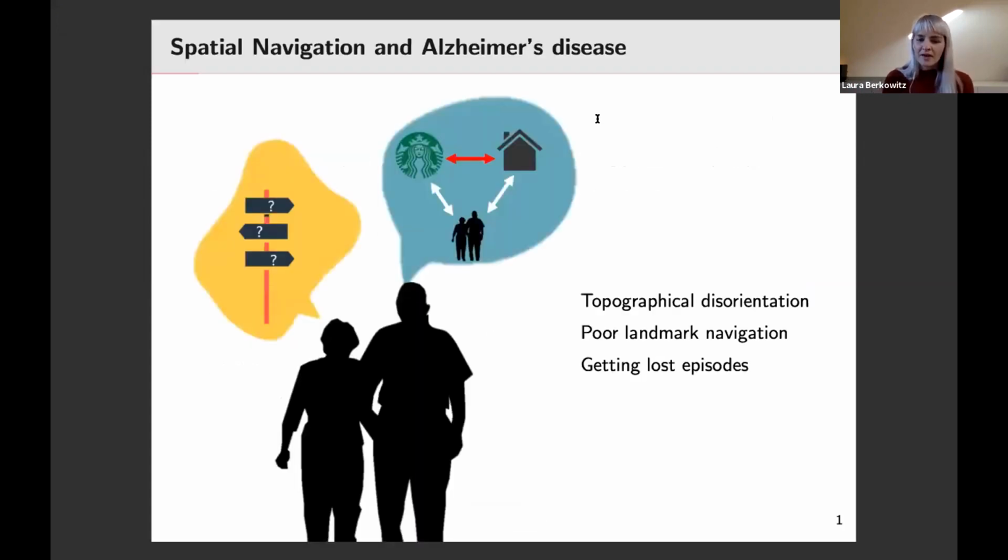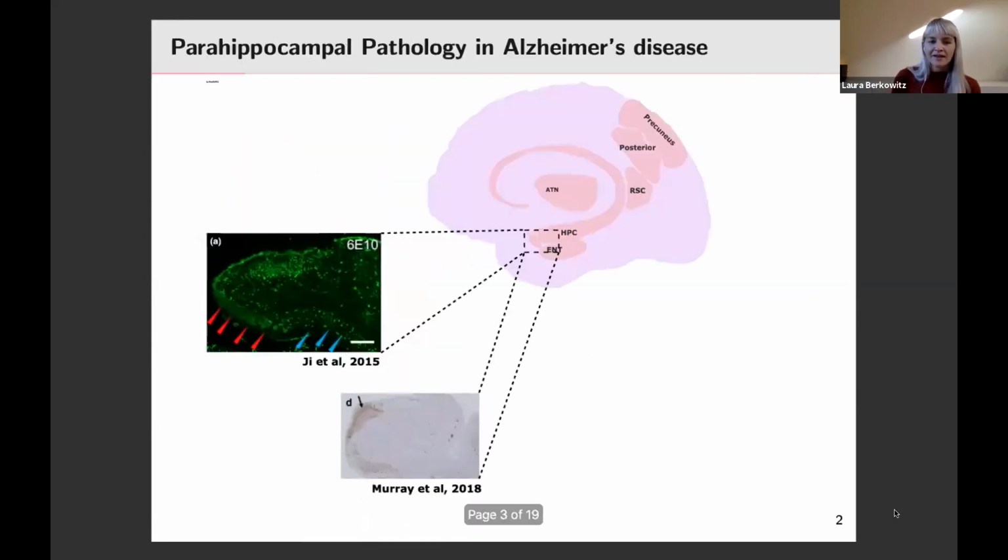Spatial navigation is one of the earliest deficits to arise in Alzheimer's disease. While at first this might just manifest as making the wrong turn on your way to the coffee shop, over time it can develop into pretty severe deficits, which can result in getting lost episodes. While we don't know the mechanism underlying these changes, we do know that Alzheimer's pathology is found throughout brain regions that are thought to support spatial navigation. Particularly, here are some images of postmortem tissue showing pathology within the parahippocampal cortex.